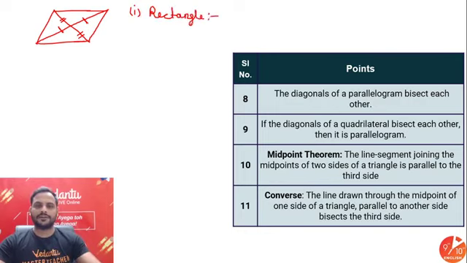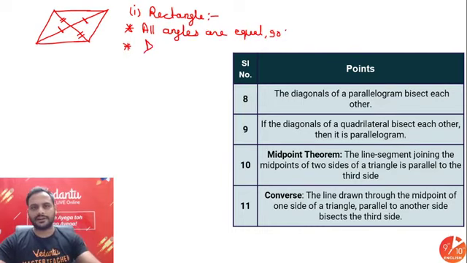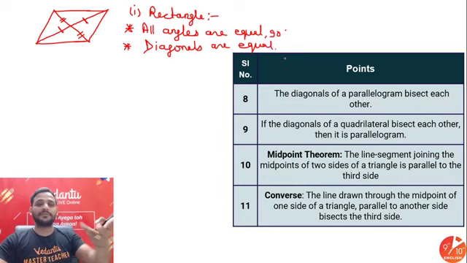So for rectangle, the first special property is, we know all angles are equal, that is all angles are equal to 90 degrees. Next thing which is very important is, see, diagonals bisect each other in rectangle as well, but diagonals are equal. Length of diagonals are equal in a rectangle. In parallelogram they are not equal, but in rectangle they are equal.